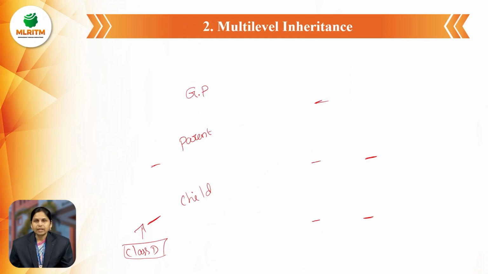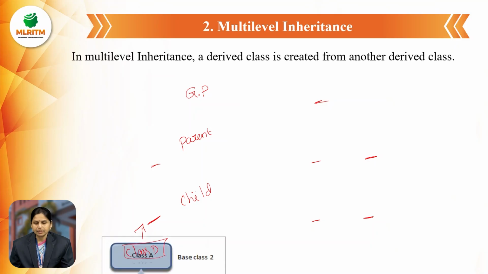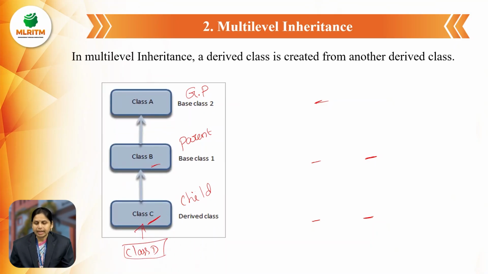Now, the second one is multi-level inheritance. In multi-level inheritance, a child class is derived from another child class. In a real-time example, the parent is derived from the grandparent and the child is derived from the parent class. Here, when we observe this grandparent class, class A, the parent is a child class B, and C is a child class for B class.